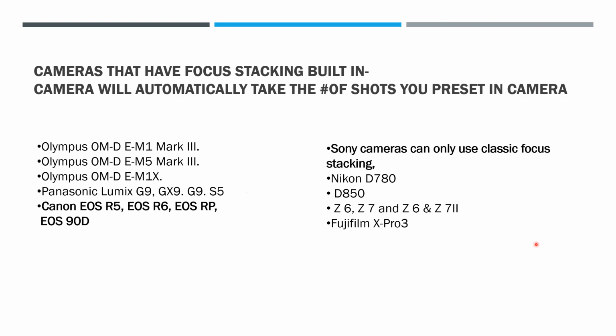Some of the cameras have built-in modes for allowing you to take the number of shots. What this means is I have the Z7 II, and I can set the number of photos I want for that focus stack, the spacing, the distance, and the time from photo one to photo 50 or 100, how long before the next shot is taken. There are three things that it does, but the camera has it built in.